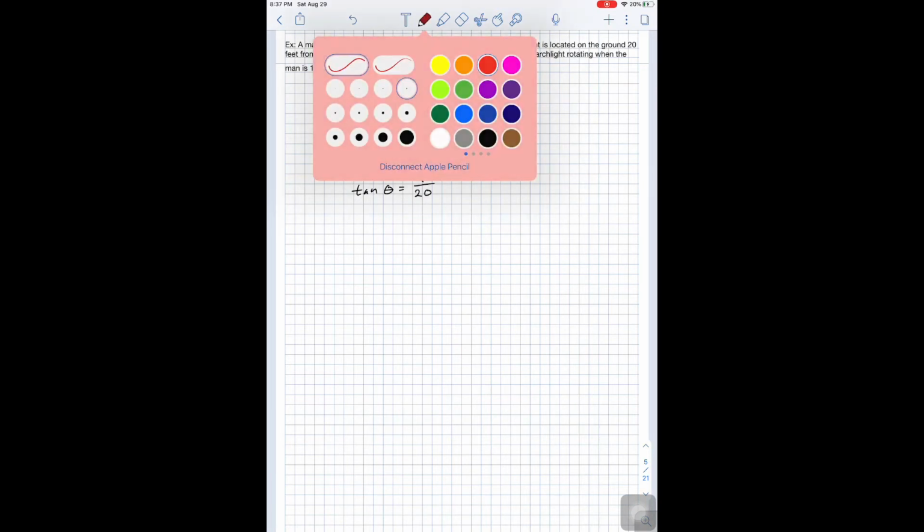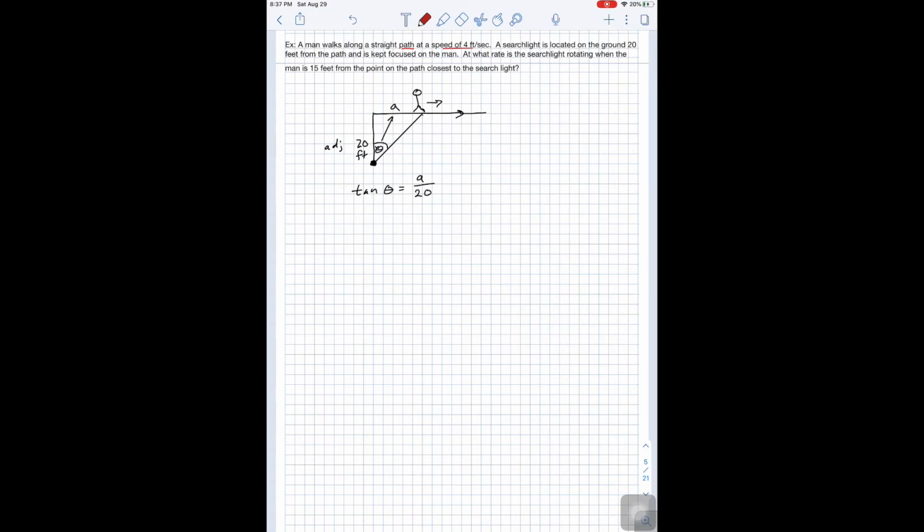And let's talk about what we've got. He walks on a straight path at a speed of 4 feet per second. That's a rate, and that's a rate of this distance. So this is dA/dt is 4 feet per second. Searchlight's located on ground 20 feet. We talked about that. At what rate is the searchlight rotating? So they're asking about the angle, d theta/dt. That's what we want to know. When the man is 15 feet from the point on the path. This is a distance. So here's the point on the path that's closest to the searchlight, and when he is exactly 15 feet away, that's the distance of A.